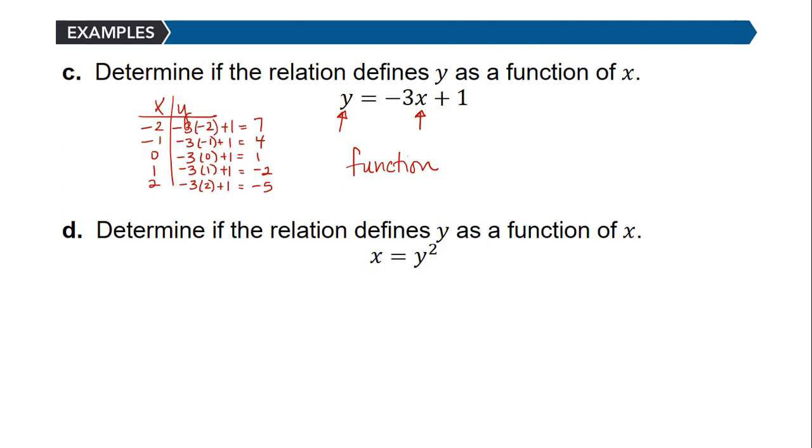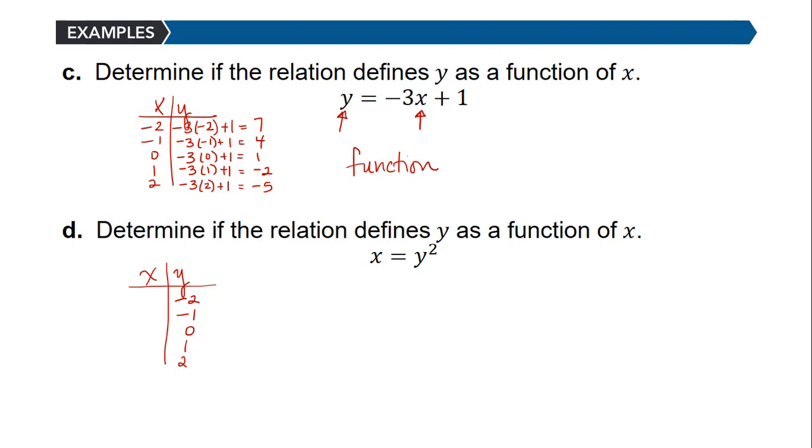In this next example, I want to determine if x equals y squared defines y as a function of x. If we think about making a chart of values, this time we're saying that x is the square of y. So if we put in some values for y, we can square them and get what x is. Let's say we'll put in -2, -1, 0, 1, and 2. And when we square those values, we get what x is.